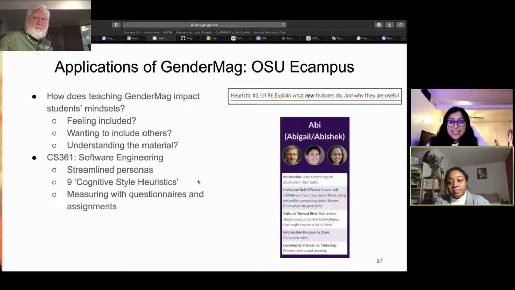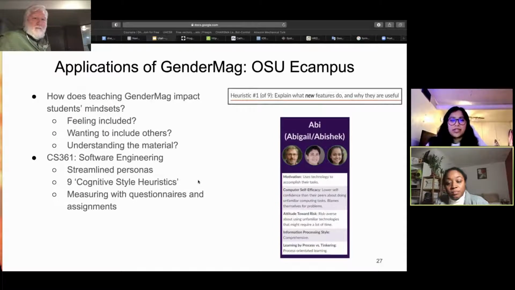And that is what I'm trying to figure out with my thesis. I'm working with a couple other people in the lab to figure this out. What we are asking is, how does teaching GenderMag impact students' mindsets? Does it make them feel more included? Does it make them want to include others? Are they understanding the material?